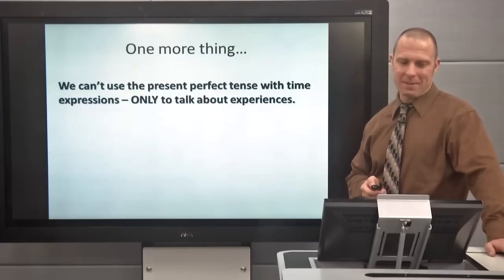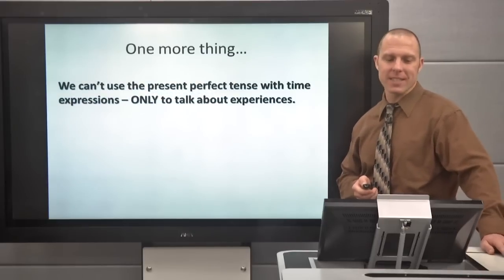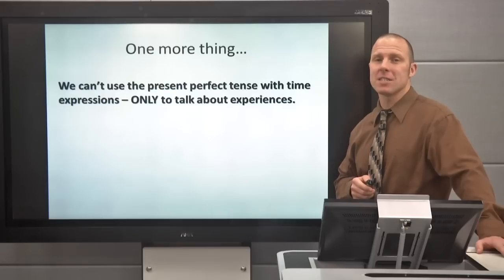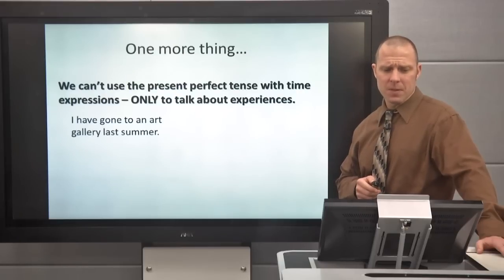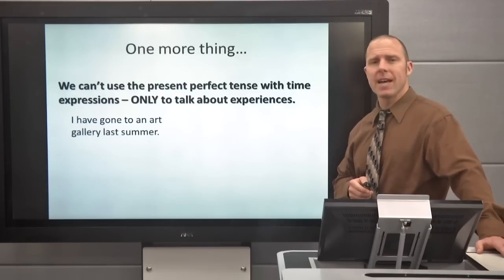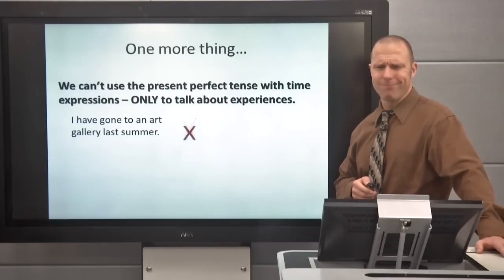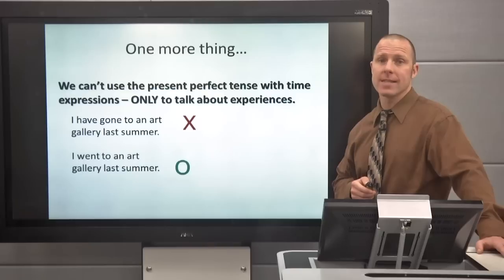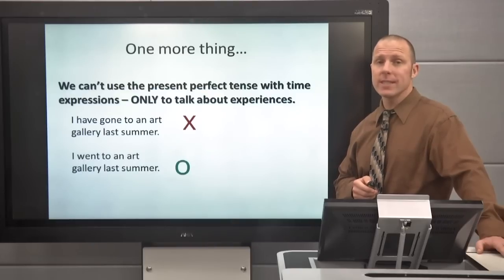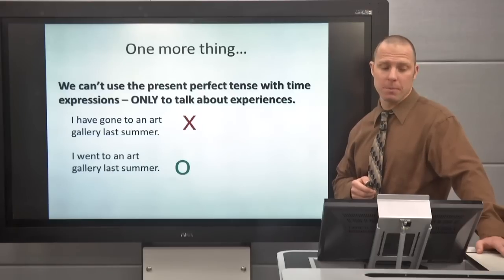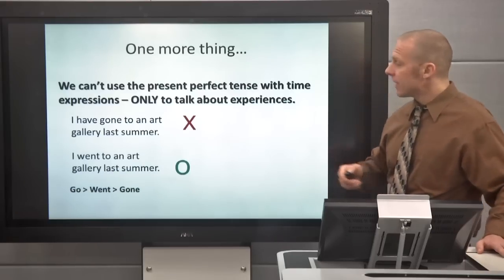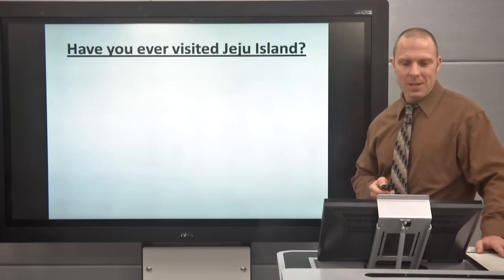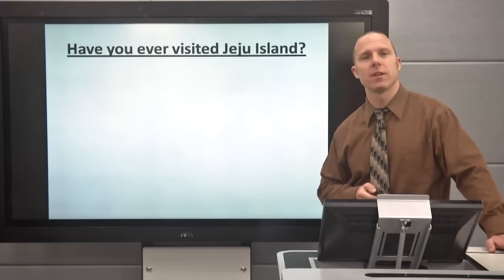And one more thing. We can't use the present perfect tense with time expressions. We only use it to talk about experiences. So, I have gone to an art gallery last summer. Is that okay? No, that's not okay. We say, I went to an art gallery last summer. When we're talking about a point in time, we use the simple past tense. And again, go changes to went, which changes to gone. Okay, so let's look at some examples using this verb tense.